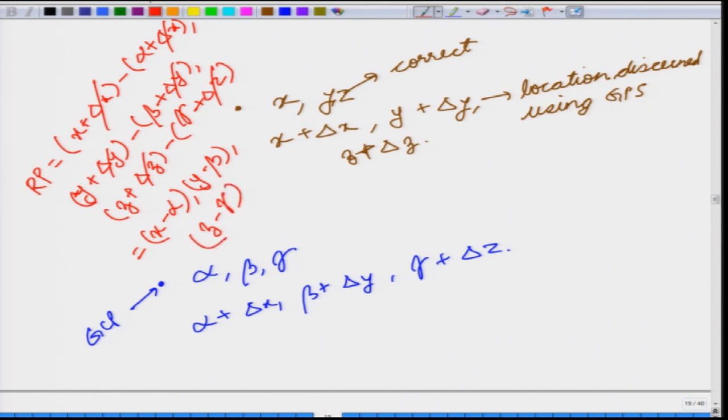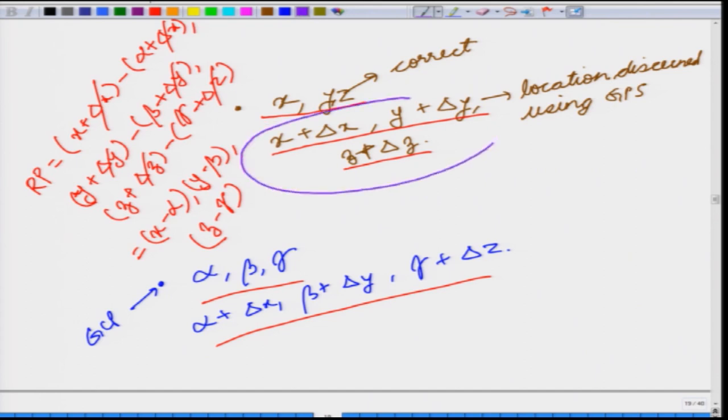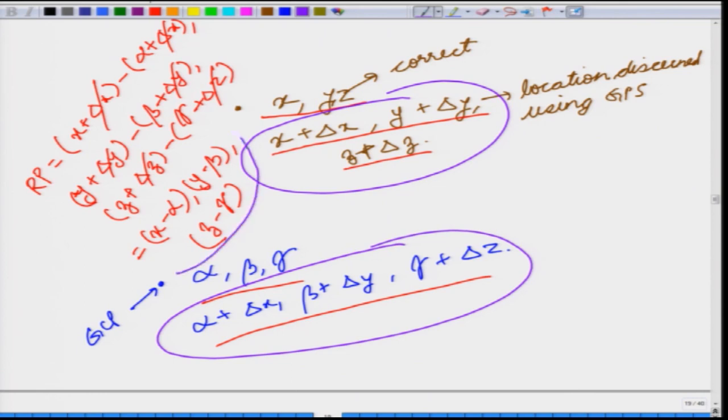Now, in this case, because you are just taking these two readings and you were actually at the location x, y, z, but you were measuring x plus delta x, y plus delta y, z plus delta z, and similarly in these locations. But then when you want to find out the relative position, if you find it out using your measured readings, then that will be the same as your actual relative position.